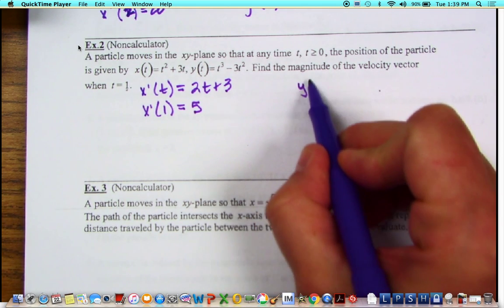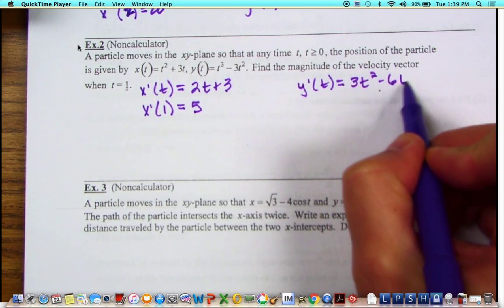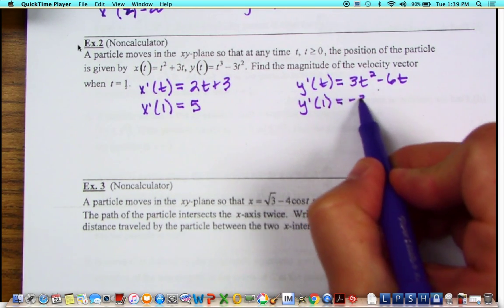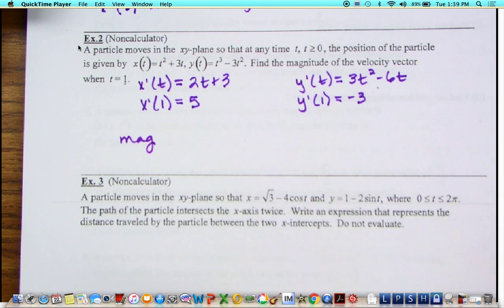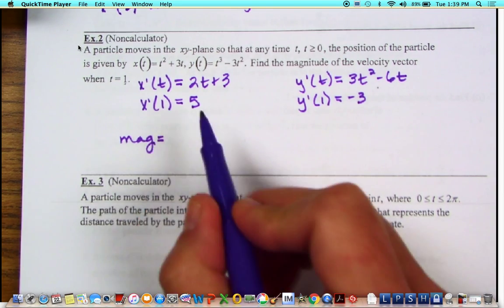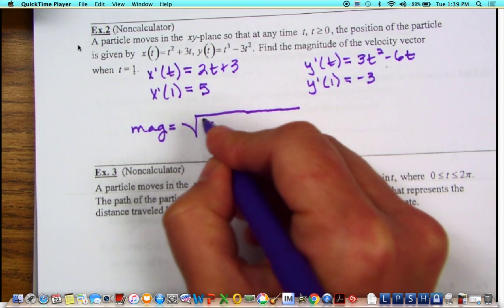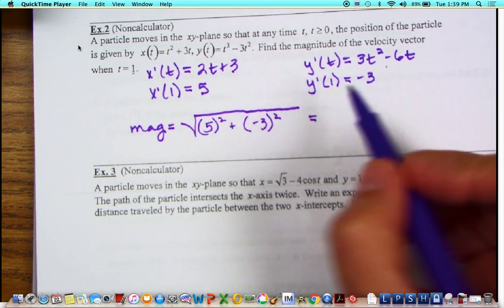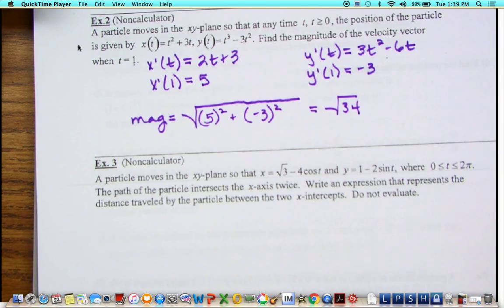And I also need y prime of t, which is 3t squared minus 6t, negative 3. And I need y prime of 1, which is negative 3. Your magnitude, or your speed in this case. Right, magnitude, speed. It would be the equivalent of speed since it's always positive, right? Okay, but my magnitude is equal to that resultant vector. Square root. So it's the square root of 5 squared plus negative 3 squared, which is the square root of 34.